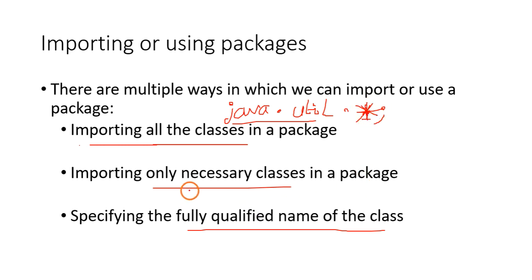Second one is importing only necessary classes. This means if you use only the Scanner class, you will write only that one, java dot util dot Scanner, right? So this is what we are writing in all the programs. So we are using the second option, importing only the necessary classes. And third one is writing fully qualified names.